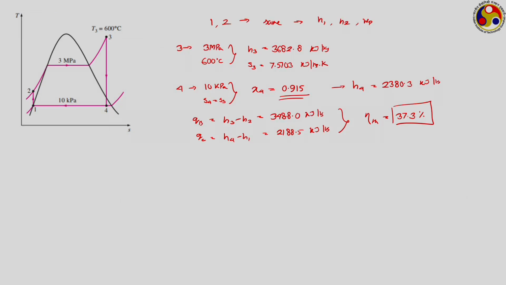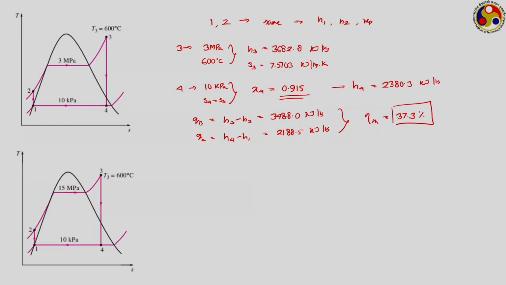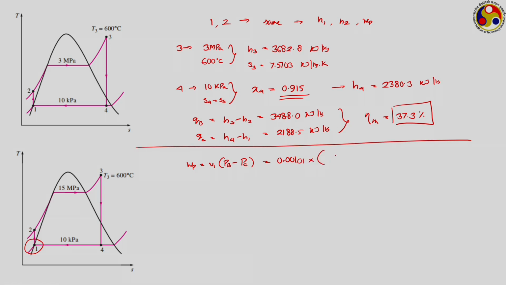Now, the second part: the boiler pressure is raised to 15 megapascal and turbine inlet temperature is maintained at 600 degree Celsius. So, boiler pressure now goes from 3 megapascal to 15 megapascal. Point number 1 again remains the same, but others have changed. Pump work in this case will be equal to V1 into the boiler pressure minus condenser pressure, that is 0.0101 into, here the boiler pressure is now 15 megapascal. So, it is 15 into 10 to the power 3 minus 10. So, the pump work increases to about 15 kilojoule per kg.